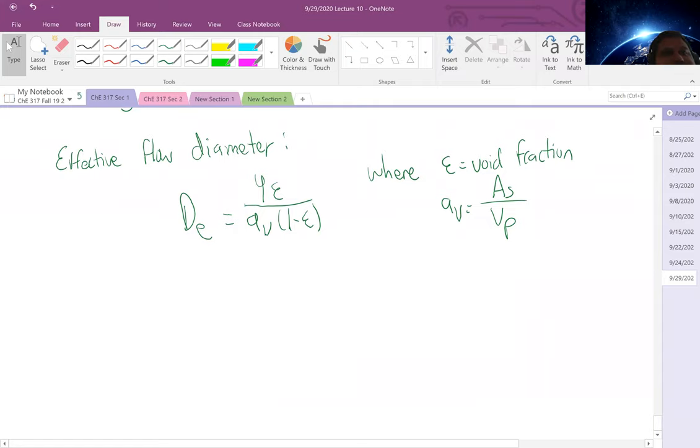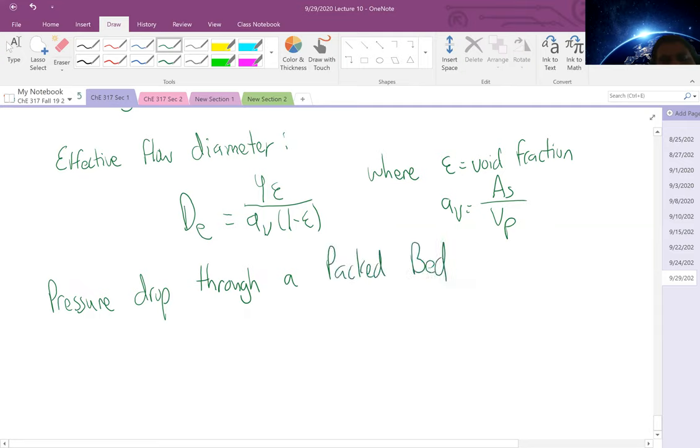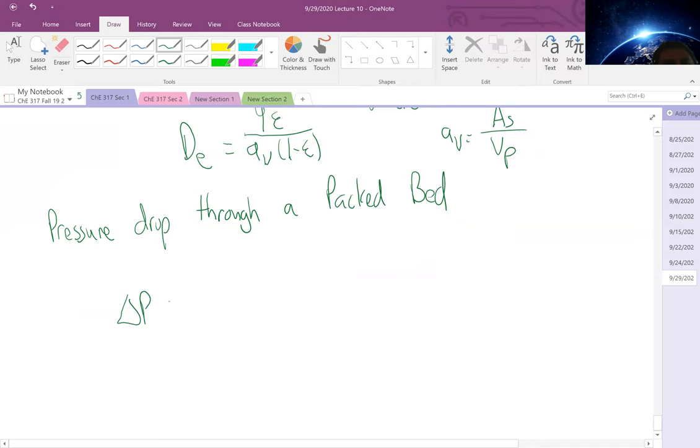And so if we look at pressure drop through a packed bed, we can come up with the following expression that says the delta P or pressure drop is equal to 3 times our friction factor times the fluid density times its velocity squared, times the flow length, divided by the sphericity of the particle over the particle's diameter or characteristic length, times the quantity 1 minus epsilon over epsilon cubed.